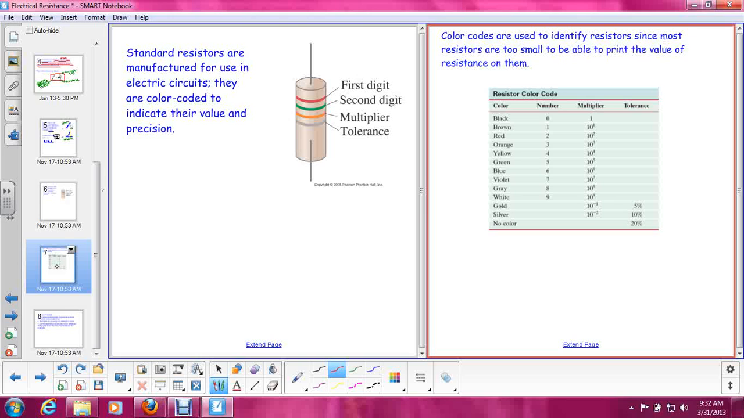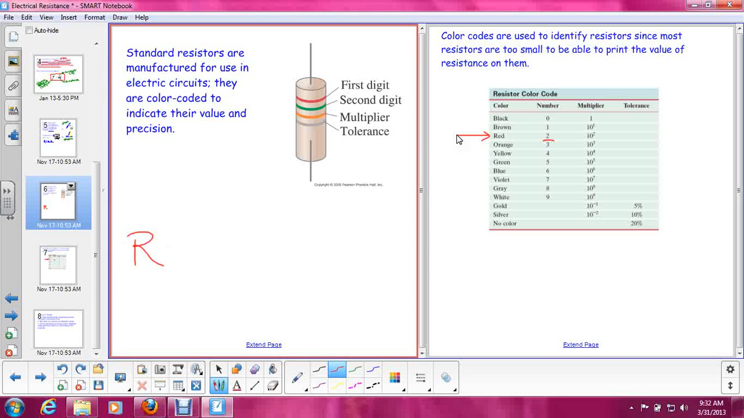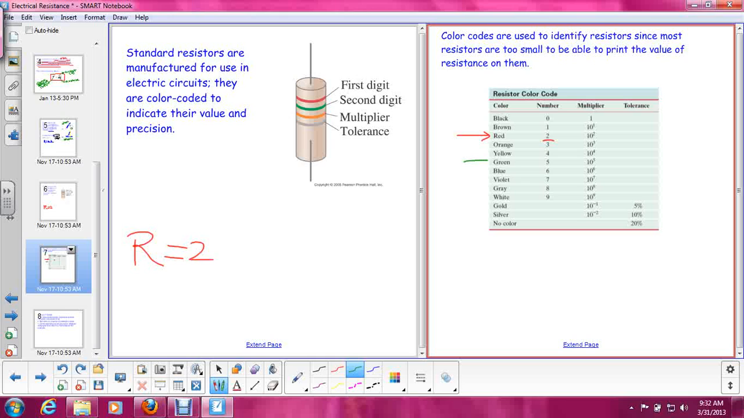So our first digit here is red. So we look at red, it's right here, and the number that corresponds with red is either 2 or times 10 to the 2. Now, because this is the first band, we want to look at the number, not the multiplier. So the very first number in how much resistance this has is 2. Our second band is green. So we go over to our chart again and we look at green. It's right here. And again, we want the number for this, not the multiplier, because this is only our second band. So the second number is 5.